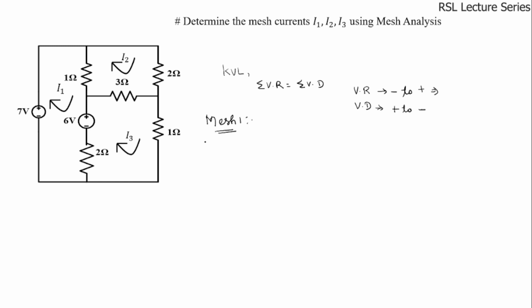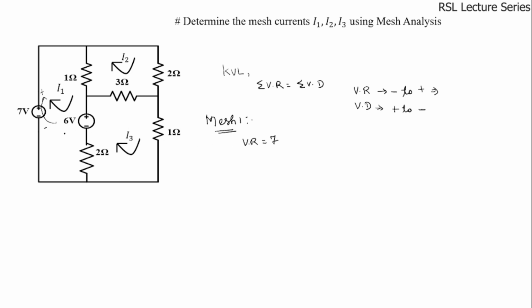We have to find the voltage drops and voltage rises, and then equate them in order to obtain the Kirchhoff's voltage law equation. In mesh 1 we have a 7 volt source, 1 ohm resistor, 6 volt source and 2 ohms resistor. We have to consider all the elements and write the voltage rise and voltage drop. This current is flowing in the clockwise direction. With respect to this 7 volt source, the current is flowing from negative to positive. If the current direction is from negative to positive, it is considered a voltage rise. So we can write the voltage rise as 7 volts.